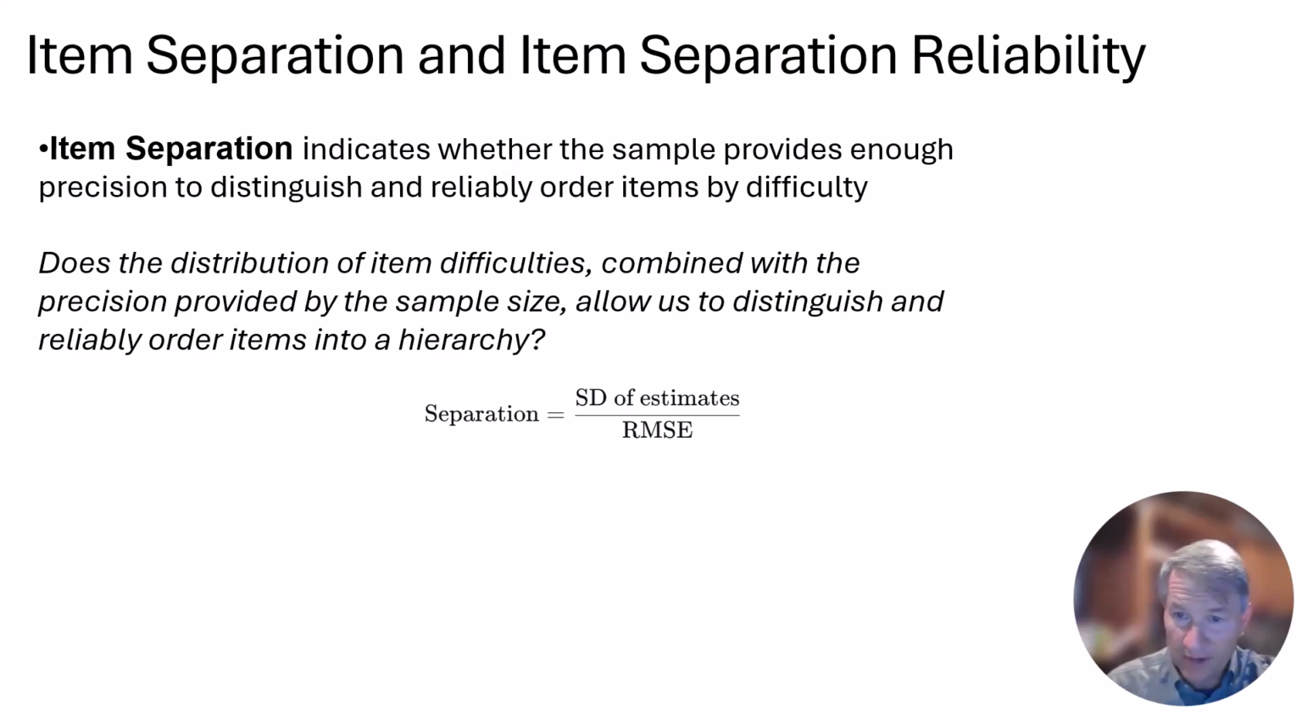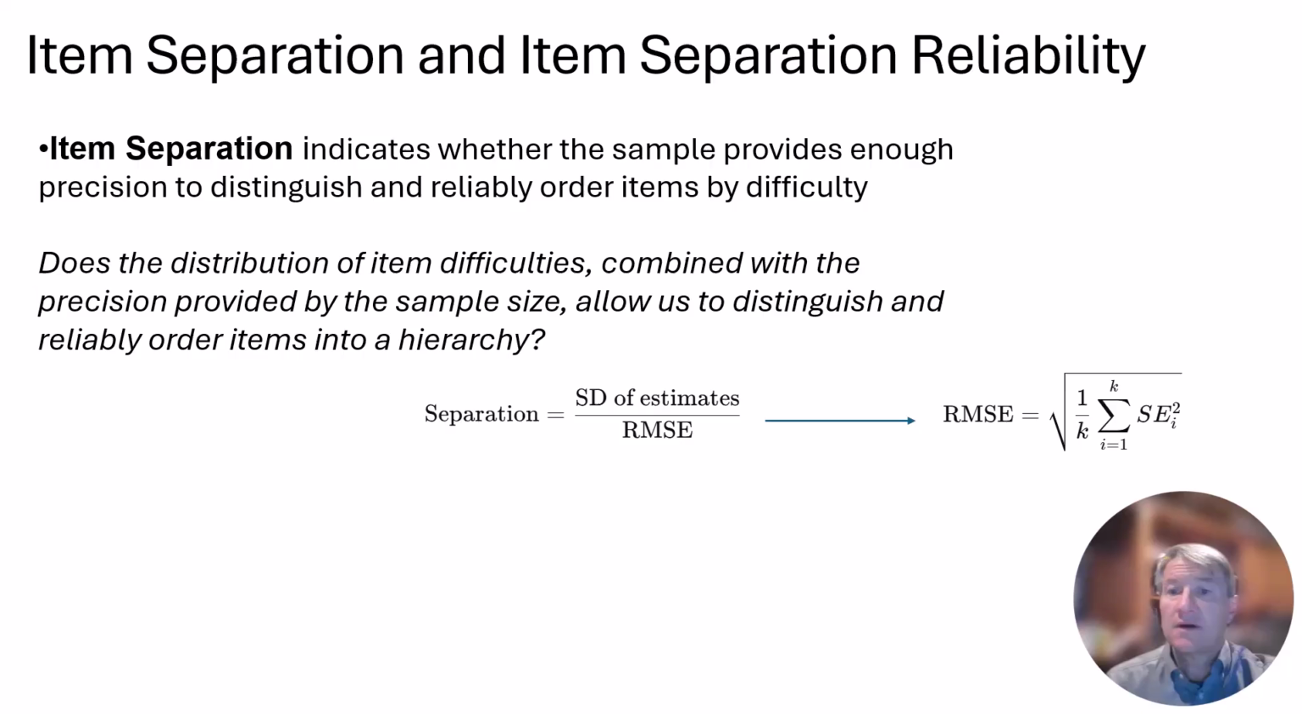Mathematically, item separation is the ratio of the standard deviation of the difficulty estimates to the root mean squared error, where the root mean squared error is the square root of the sum of all the squared item standard errors multiplied by a constant, which is the reciprocal of the number of items.